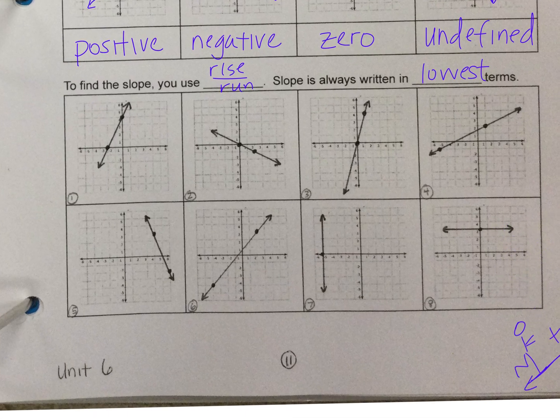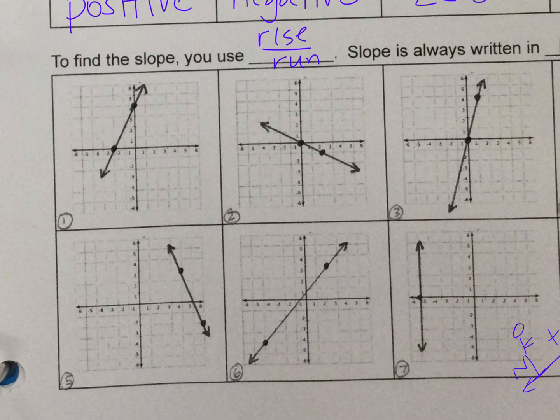So if you need to draw this on your paper to help you remember, you can. All right, we are going to identify the slopes in each of these. So I have 2 points. That'll be my starting point. You always start at the lowest point on the line.